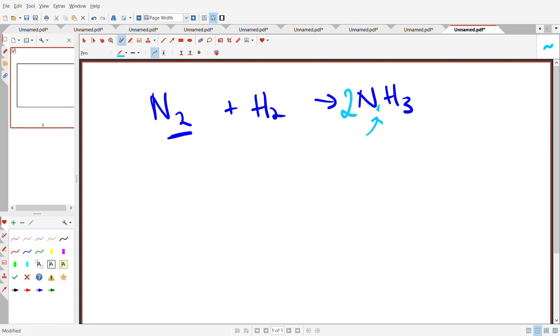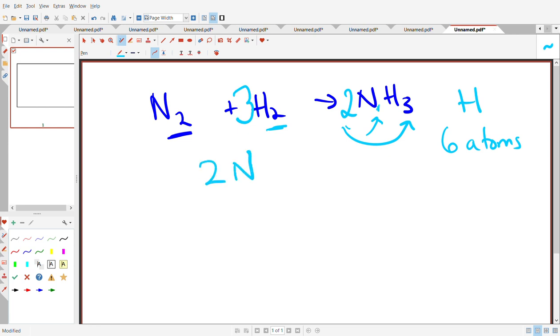You have to change the number in front, which is known as the moles. So if I put a 2 in front here, now I have 2 times 1, so I have 2 N's and 2 N's. But now I have to look at my H's. I have 2 H's here, and we have 2 times 3, which is 6 atoms of H. So I could just put a 3 in front here. So now I have 2 N's on the left, 2 N's on the right, 6 H's on the left, 6 H's on the right, and now I am officially balanced. I'm going to try another one. And by the way, you have 2 things going to 1, and that's called synthesis.